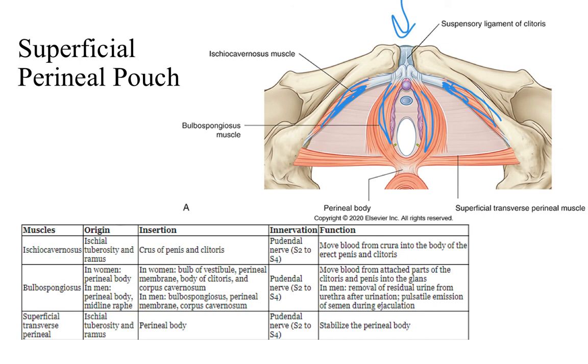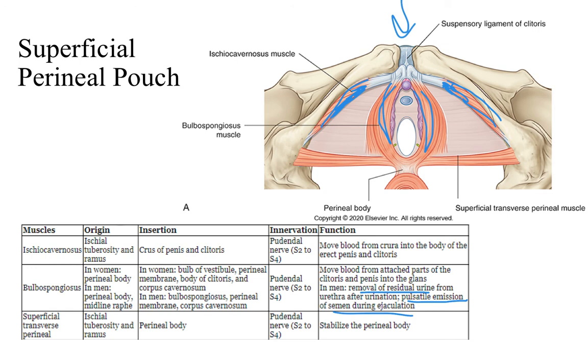And in men specifically, it's used to remove residual urine from the urethra after urination. So when the bladder's empty and you're squeezing the last few drops out, it's this bulbospongiosus muscle that's squeezing the urethra and allowing the last little bits of urine to come out. It's also responsible for the pulsatile emission of semen during ejaculation, because ejaculation doesn't come in just one long stream, it comes in several spurts, and it's this bulbospongiosus muscle that's responsible for that.